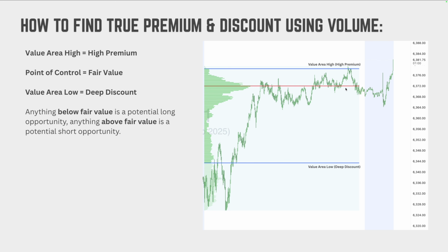Now, this is what professional traders refer to as fair value. This is your true fair value price point. If you think about an auction or think about a market, any price that is below fair value is a discounted price, right?